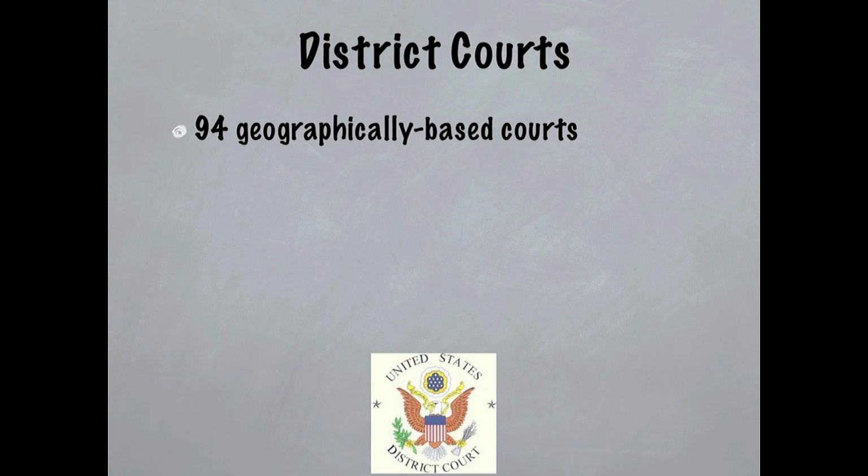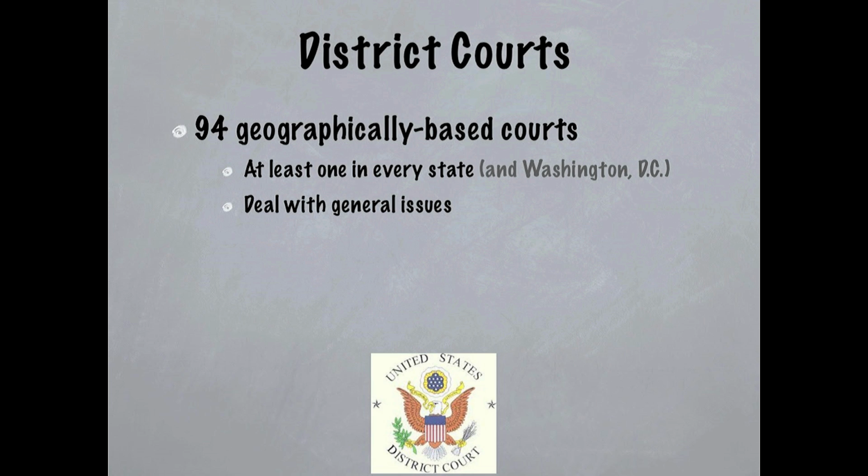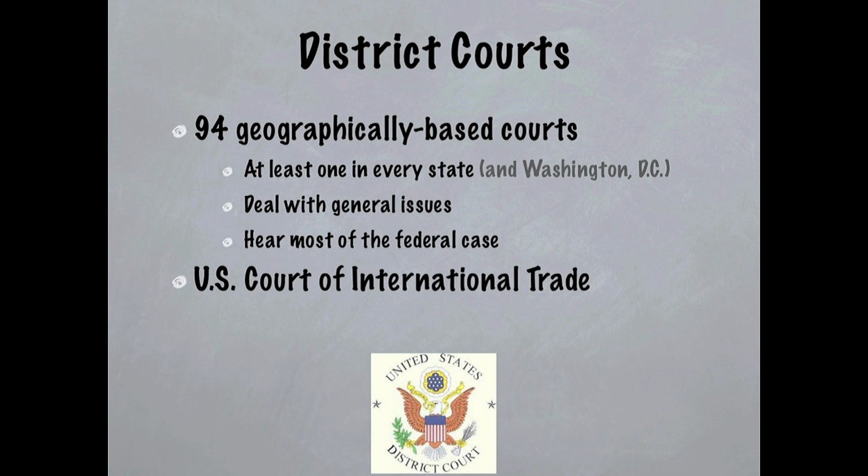There are 94 federal district courts that cover a specific geographic region. There is at least one in every state. They deal with general issues and hear most of the federal cases. In addition, there are two non-geographically based district courts, the U.S. Court of International Trade and the U.S. Court of Federal Claims.